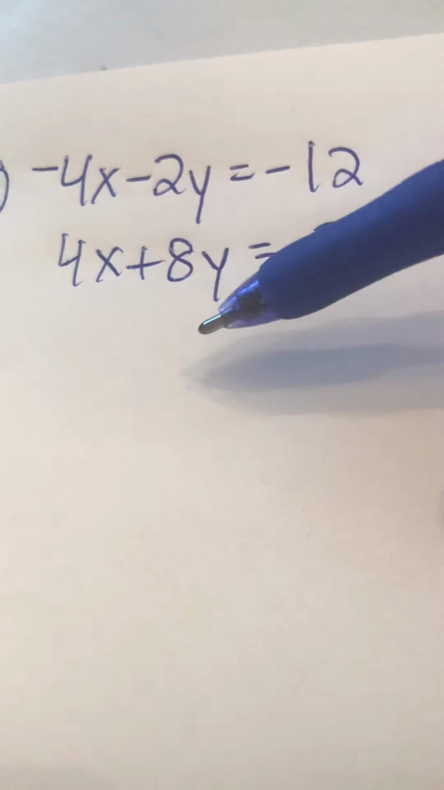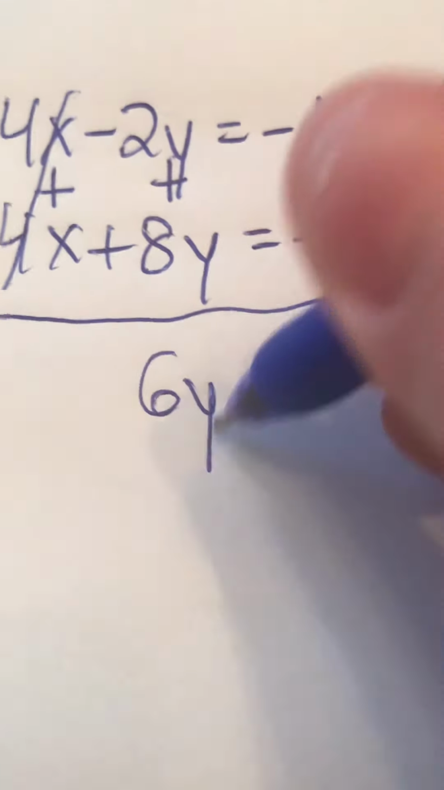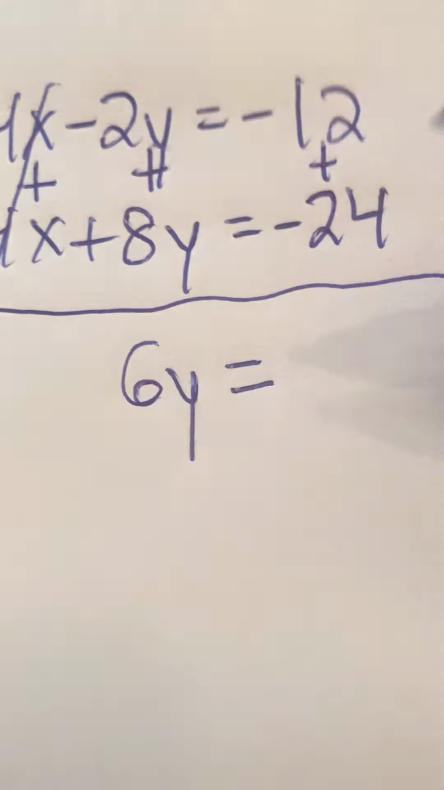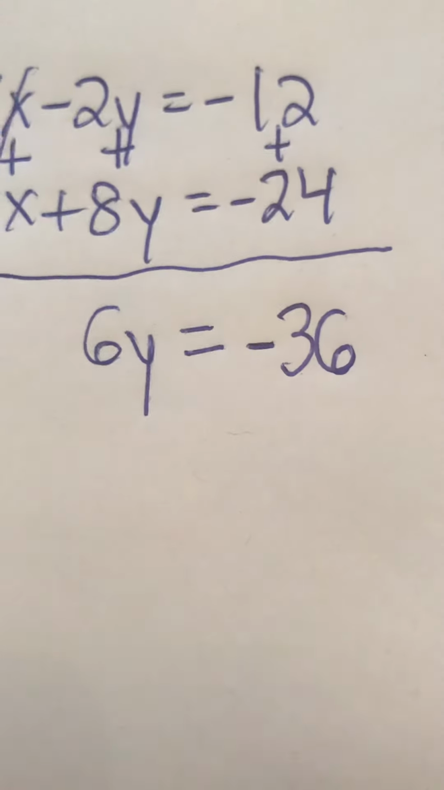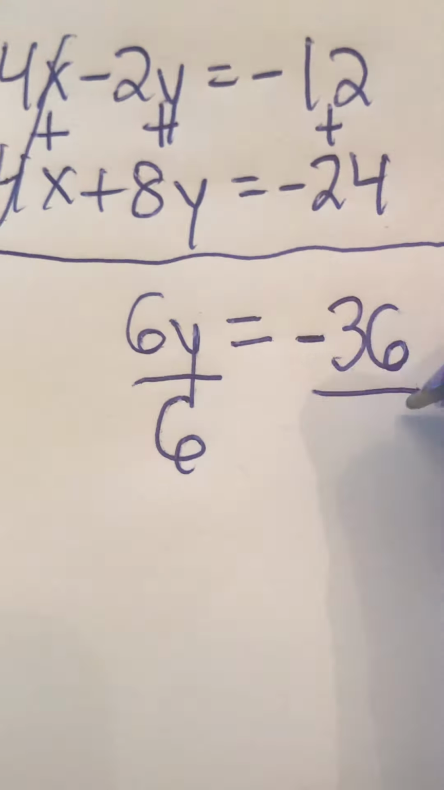So when we say negative 4 plus positive 4, that eliminates the x variable. So we can cross that out. Then we do negative 2 plus 8, which is 6y. And then negative 12 plus negative 24 is negative 36. Then solving for y, we're going to do the inverse operation, divide by 6. Y is equal to negative 36 divided by positive 6, which is negative 6. So with that, we have one variable, y is equal to negative 6.